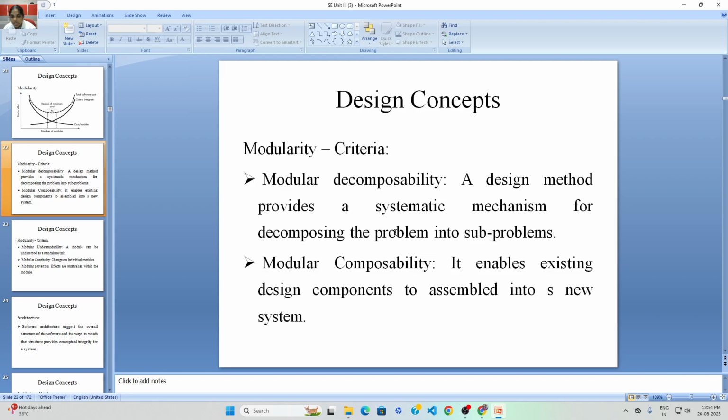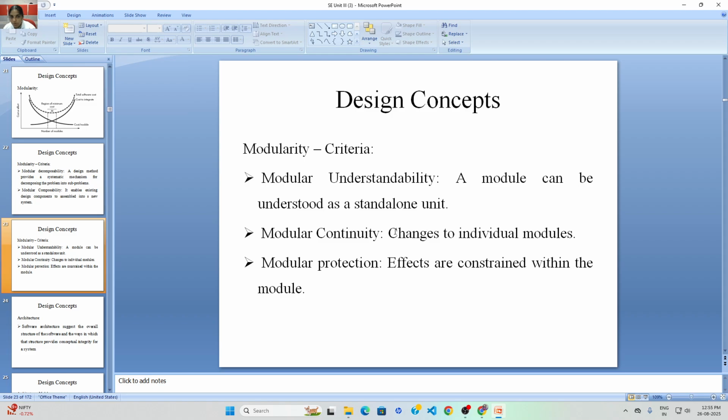Likewise, here we have modular decomposability. A design method provides a systematic mechanism for decomposing problems. Modular composability means existing design components can be assembled into new systems. Then modular understandability means a module can be understood as a standalone unit. Modular continuity means changes to individual modules. Then modular protection means constraints within the modules.